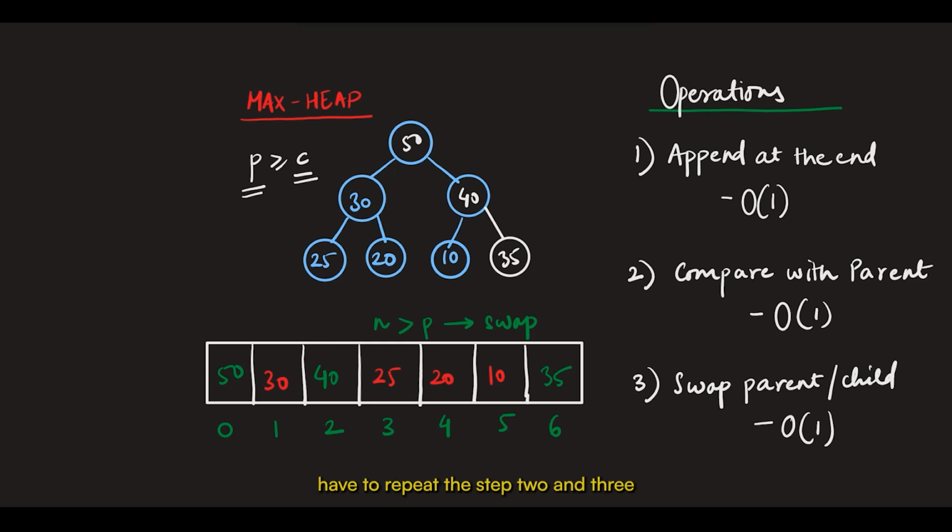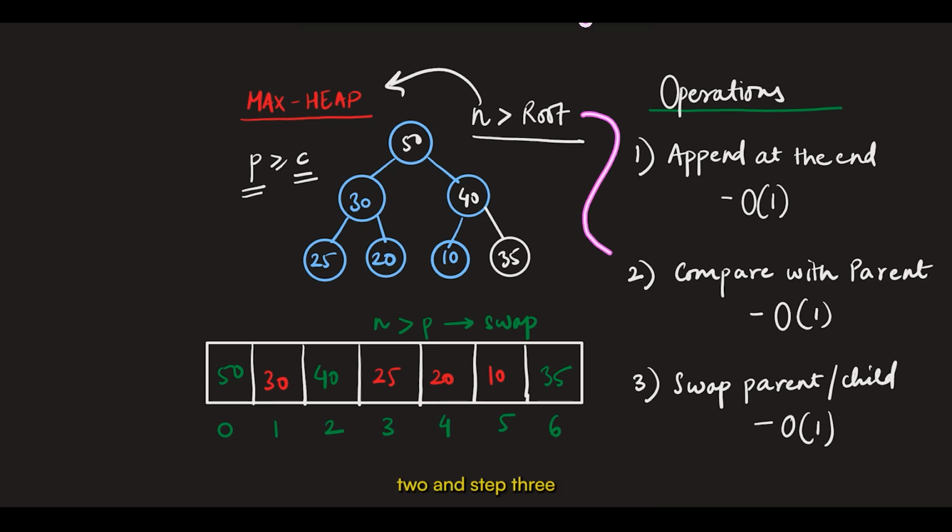So in the worst case, we'd have to repeat steps 2 and 3 for the whole path from the leaf to the root. What is the worst case in this case? It's when the newly added element is the maximum element. Or we can say that if the newly added element is greater than the root, that will be the worst case for max heap. Again, in that case, we'll have to repeat step 2 and step 3 for the whole path from the leaf to the root.